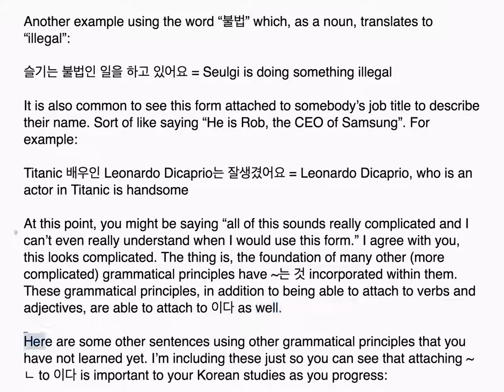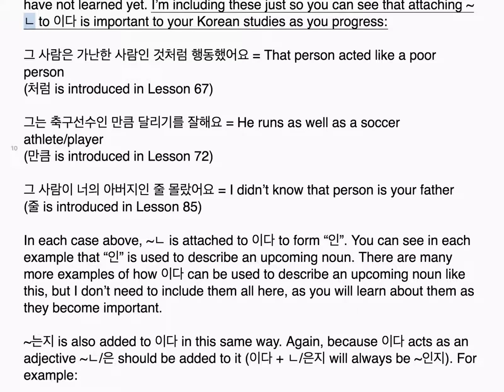as well. Here are some other sentences using other grammatical principles that you have not learned yet. I'm including these just so you can see that attaching 니은 to 이다 is important to your Korean studies as you progress. 그 사람은 가난한 사람인 것처럼 행동했어요 equals that person acted like a poor person. 처럼 is introduced in lesson 67.